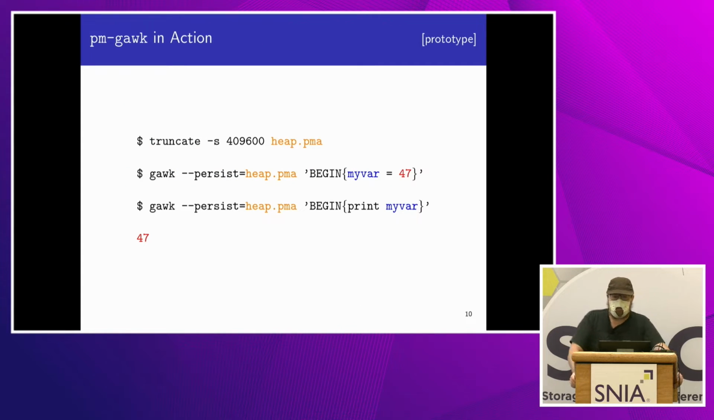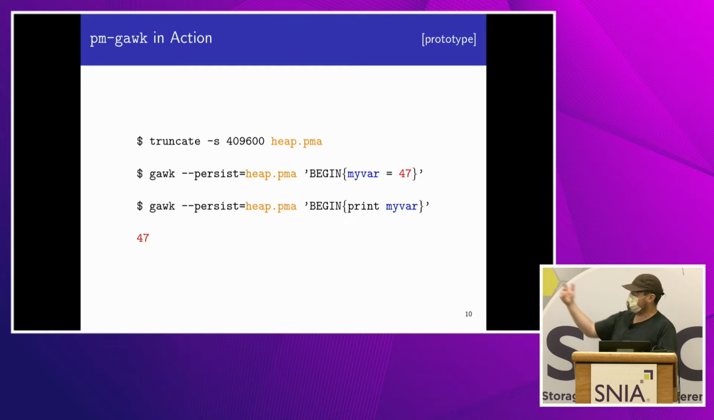Our prototype showed that PMGawk is easy to use. First, we create a file to contain the persistent heap where script variables are going to live. This file begins life as a sparse file full of zeros. So here on the first line, we're using the truncate command line utility to create a heap file called heap.pma. Its size is a multiple of the system page size.